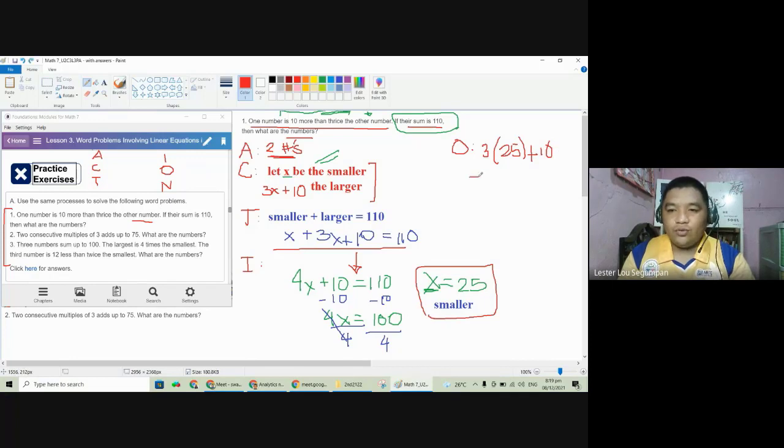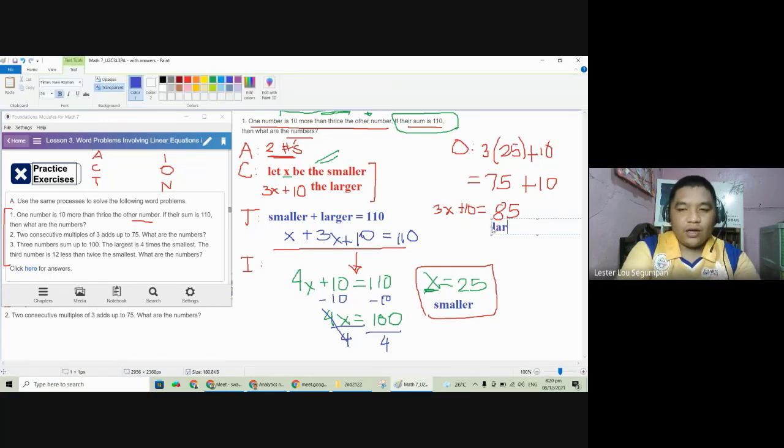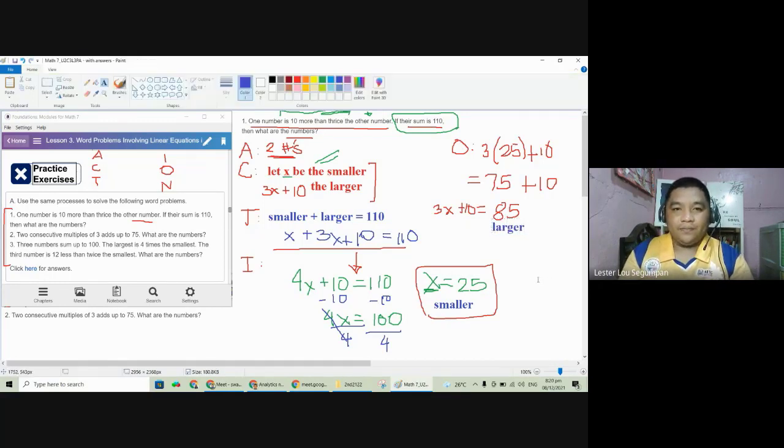You are going now to evaluate this. 3 times 25, you will have 75. And you will have plus 10. So the answer here is 85. So this is the result for 3x plus 10, which is the representation for the larger number.